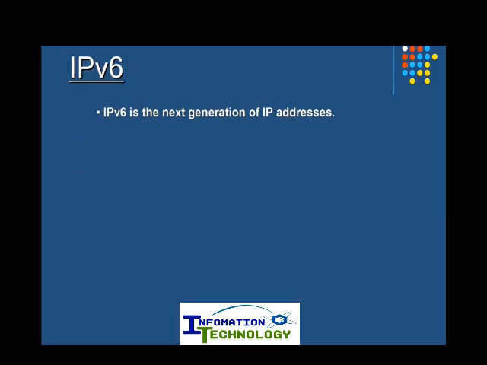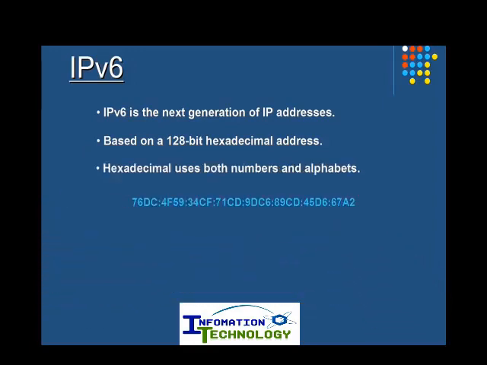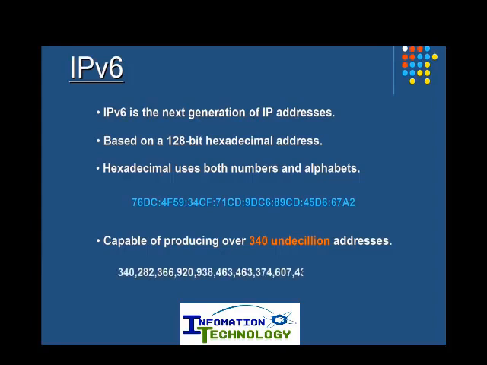The main difference between IP version 4 and IP version 6 is the length of a network address. The IP version 4 address is a 32-bit numeric address, whereas IP version 6 is a 128-bit hexadecimal address. Hexadecimal uses both numbers and alphabets in the address. So with this type of address, IP version 6 can produce over an unbelievable 340 undecillion IP addresses. That's the number 340 with 36 zeros after it. So as you might have guessed, IP version 6 is more than enough for the foreseeable future.